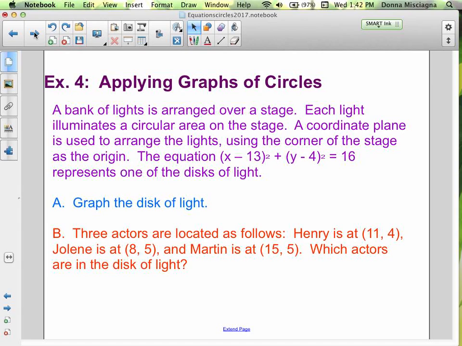All right, so when you're putting on a stage production, what you don't want is to have your actors in the dark because no one can see them. So you want to make sure that there's light on each of your actors. So we have 3 actors, and they're located as follows. Henry's at (11, 4), Jolene is at (8, 5), and Martin is at (15, 5). Which actors are in the disk of light? The easiest way to solve this problem is just to graph the circle, and then graph the actors where they're located, and see, are they in the circle or outside the circle?